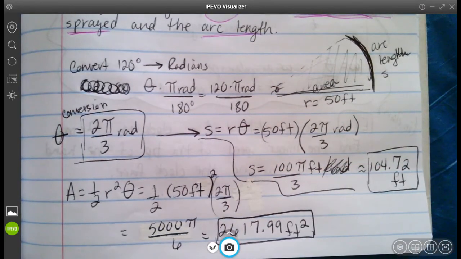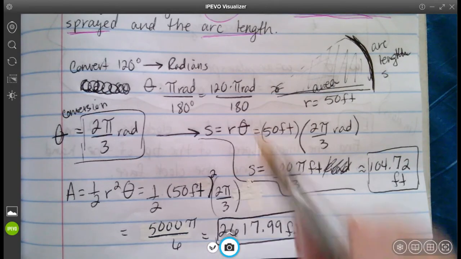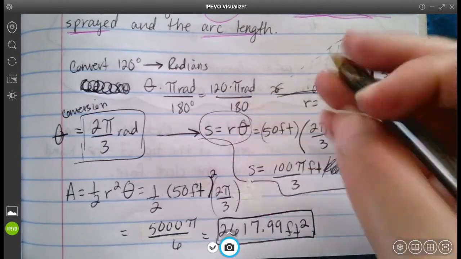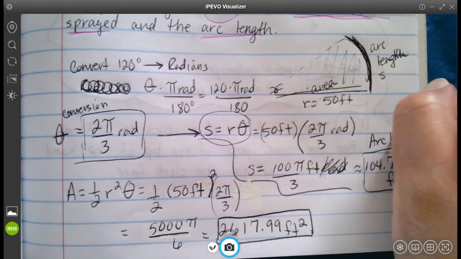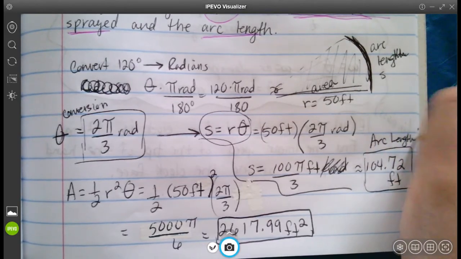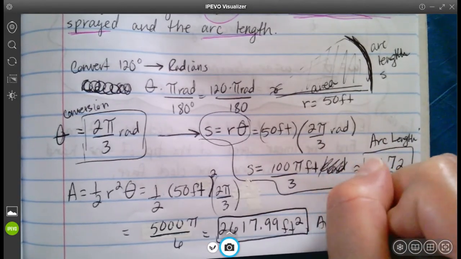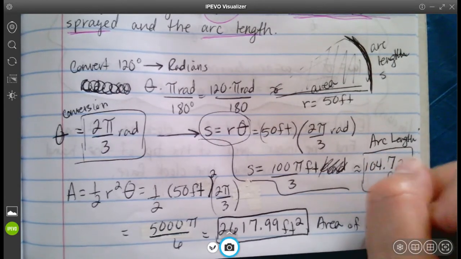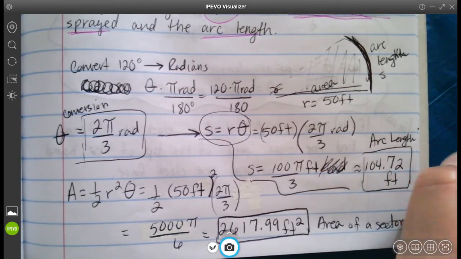So that's how to find them, they're pretty self-explanatory. This is the formula for arc length, so let's write that down. This is arc length, and this one is the area of a sector, like the slice, okay?